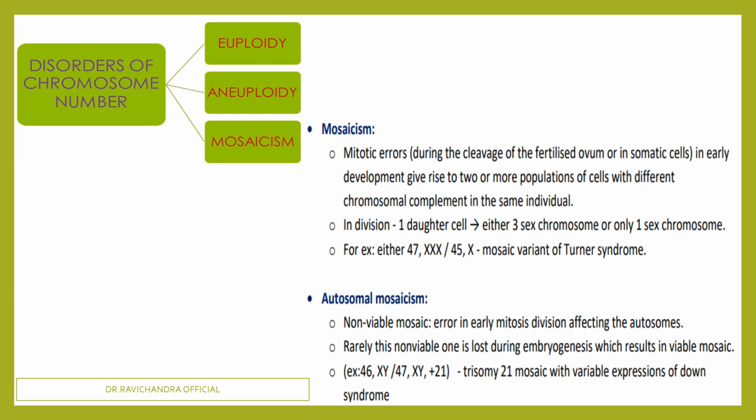Mosaicism: mitotic errors during the cleavage of the fertilized ovum or in somatic cells in early development will give rise to two or more populations of cells with different chromosomal complements in the same individual. In division, one daughter cell will get either three sex chromosomes or only one sex chromosome. Example, mosaic variant of Turner syndrome. Autosomal mosaicism: non-viable mosaic error in early mitotic division affecting the autosomes. Example, variable expressions of Down syndrome.